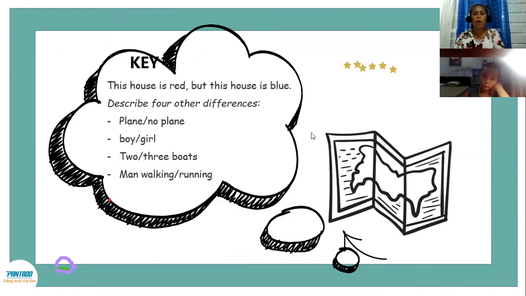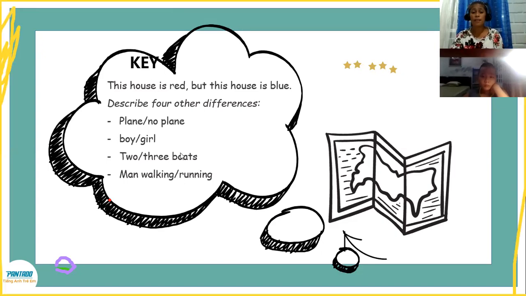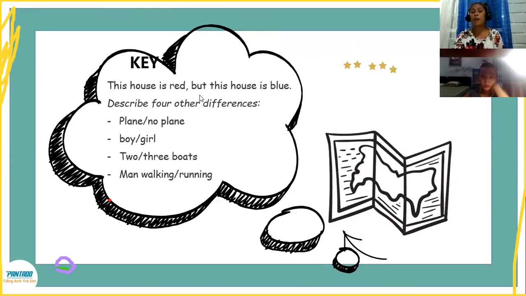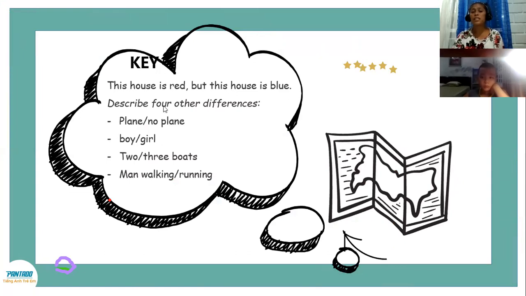Okay, next one. So let us move to this one. We have the K. This house is red, but this house is blue. You have to describe 4 other differences. We have plane, no plane, boy or girl, 2 or 3 boats, man walking and running. That is what you have seen in the pictures here. So first, this house is red, but this house is blue.